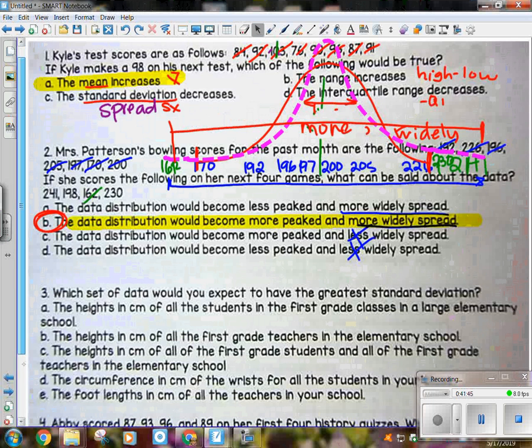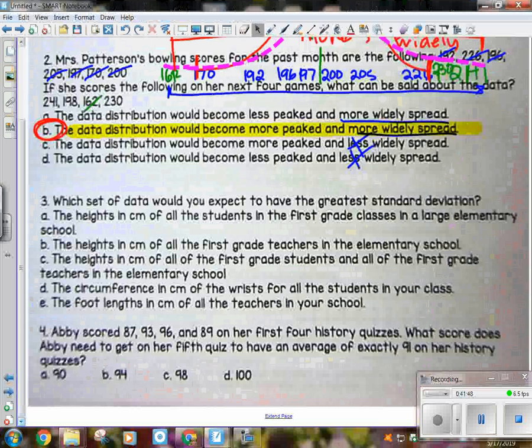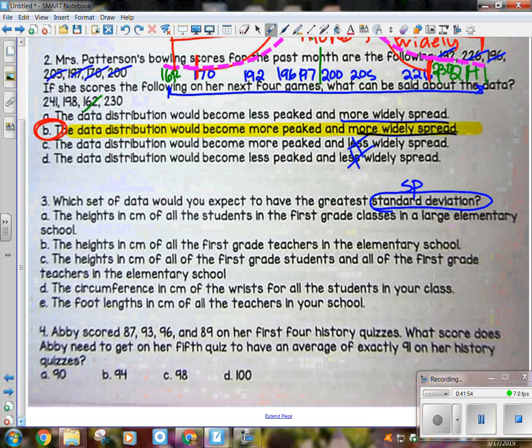Number 3. Which set of data would you expect to have the greatest standard deviation? Okay, standard deviation is what again? What word can we use for standard deviation? The word that we want to think about is spread. Which set of data would you expect to have the greatest spread?